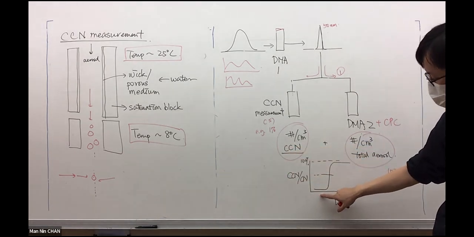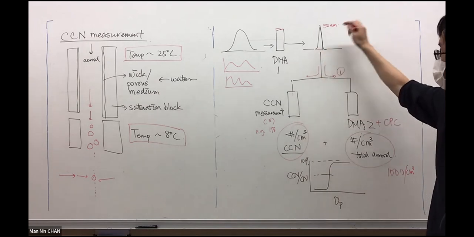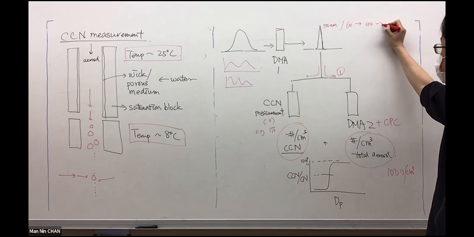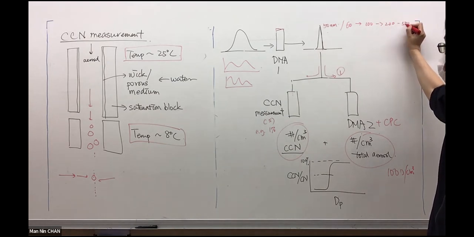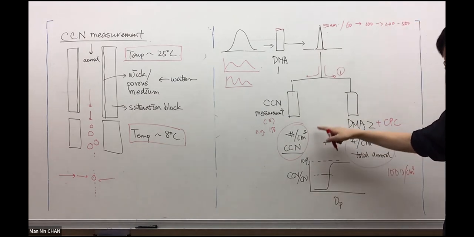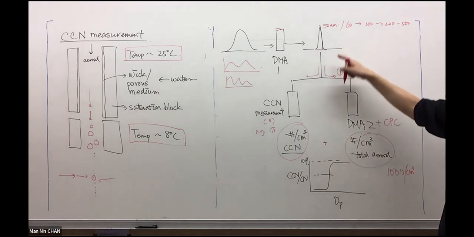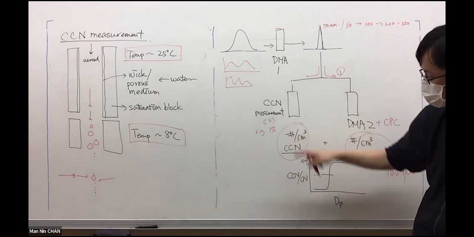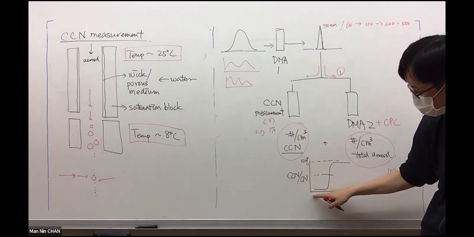Then you can plot this graph, right? You can, for example, measure 50, then the next one you measure 60, and then you go to maybe 100, 200, and then 500. Then you can have a point here, right? So you know different concentrations and then the fraction that can be activated from this. So then you can plot this graph, right?